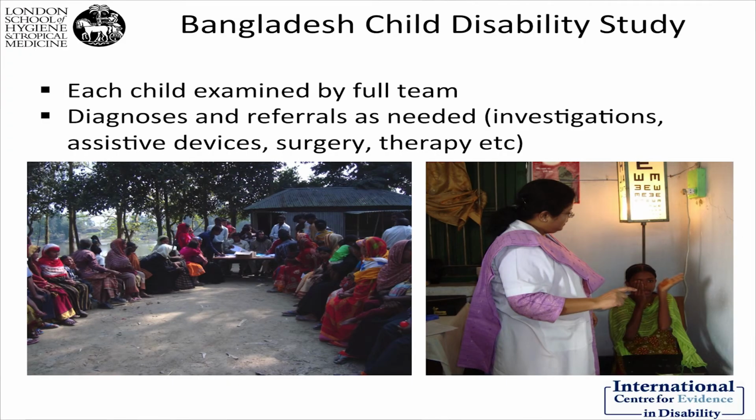In this particular study, we had all children who were identified by a key informant as potentially having the impairment types. And in the interest of time, I won't go into the training, but there was a standardized training package that the key informants received on how to identify these children, what they were looking for. Each child who was then identified was examined by a full medical team with diagnoses and referrals made as needed.